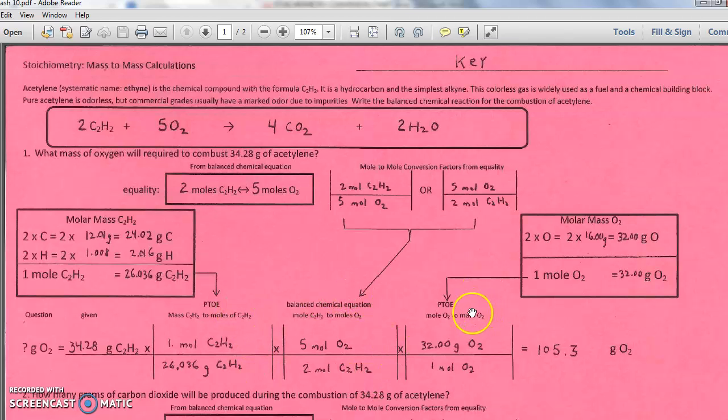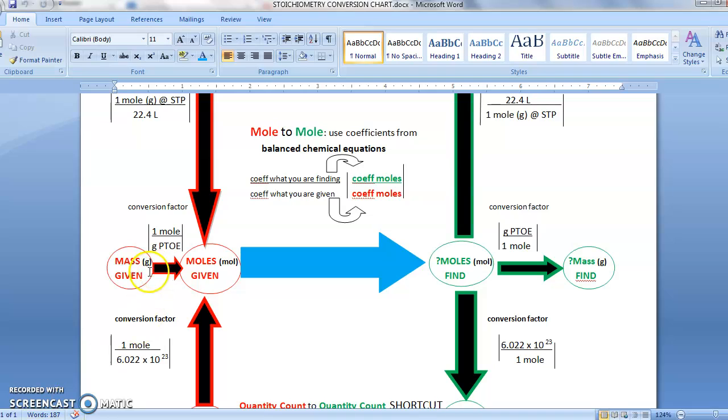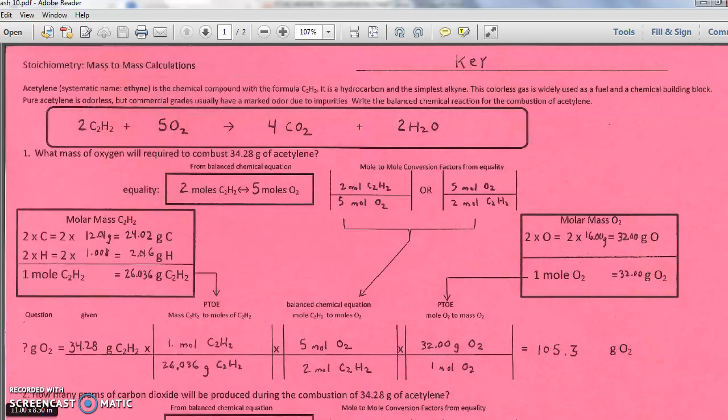We need 3 setups. Looking back over here, our first setup, we want 1 mole of acetylene over its mass from the periodic table. So we need to have a periodic table. We're going to want 1 mole of acetylene on top, and we're going to want the mass from the periodic table on the bottom. Acetylene C2H2, there's 2 carbons at 12 each, is 24.02. There's 2 hydrogens at 1.008 each, that's 2.016. If you used 1.01 for hydrogen, that's fine. We add those two together, it's 26.036 grams of C2H2 for every 1 mole.